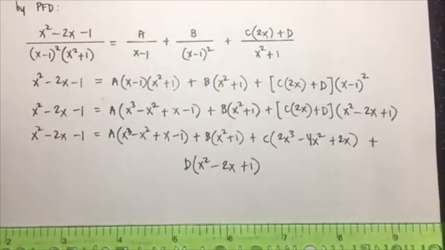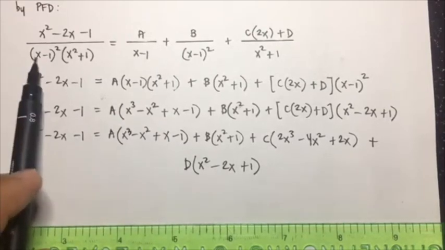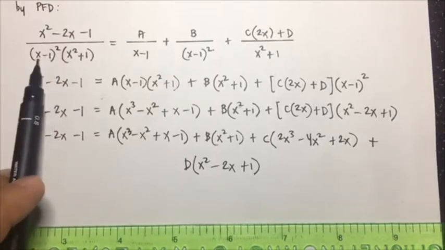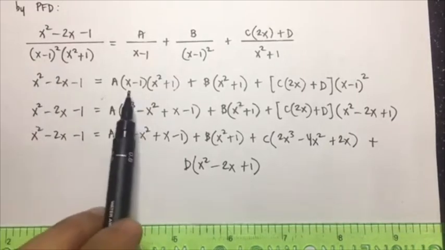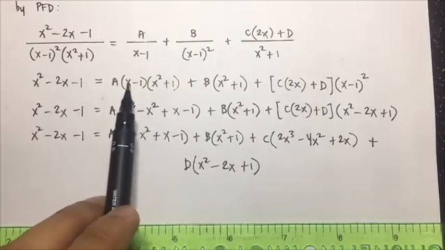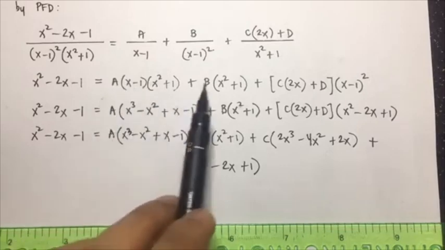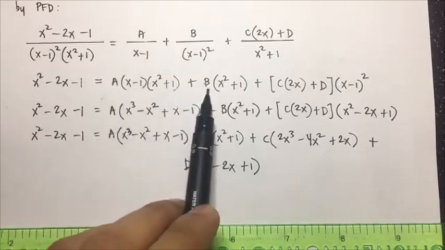Okay, so the next is we will now solve for a, b, c, and d. But first we can solve directly for one unknown by substituting a value for x. As you can see here, we have a linear factor of x minus 1. If we substitute x equal to 1, some of the terms here will become 0, those that contain x minus 1. So we can solve directly for b.